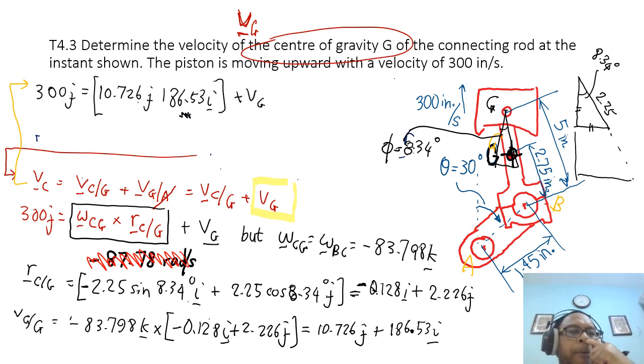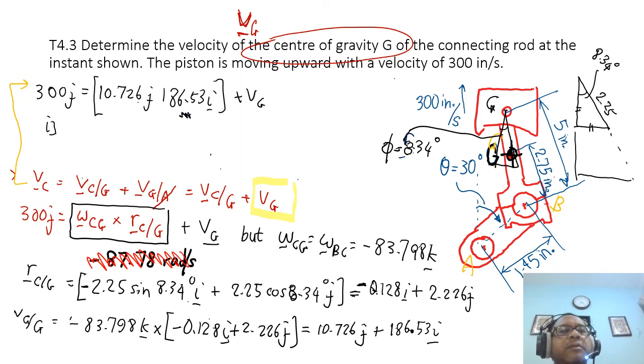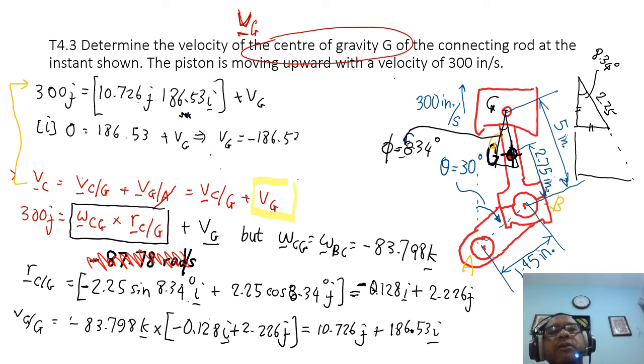VG is the unknown, so we check by parts. We'll check the I parts first. For the I parts, 0 equals 186.53, and there is also a VG component in the I. So VG equals negative 186.53. Okay, so that's the I component.